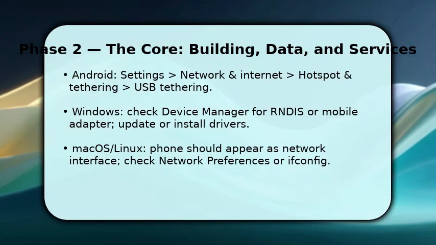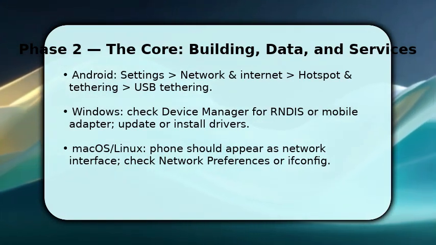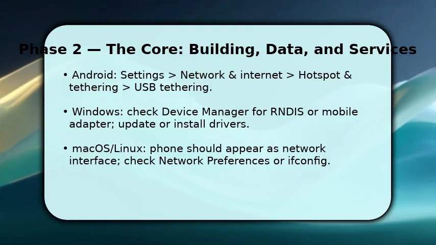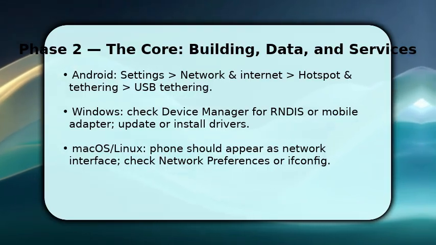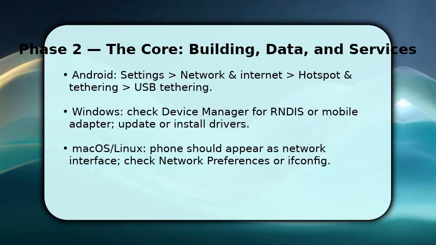Now enable the tethering feature on the phone. On Android, go to Network and Internet, Hotspot and Tethering, and toggle USB tethering. On iPhone, ensure Personal Hotspot remains on.